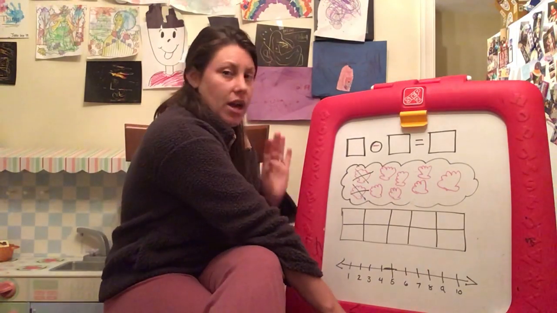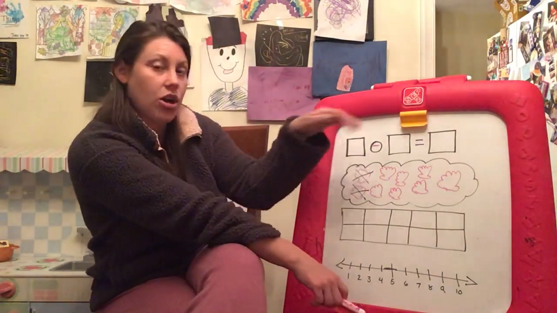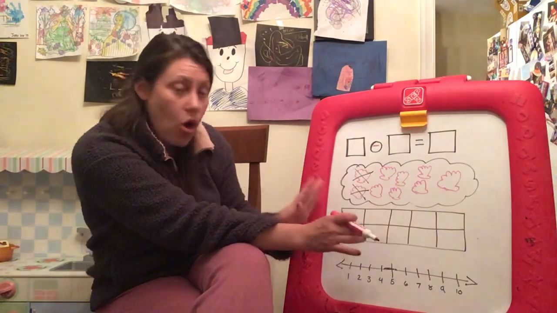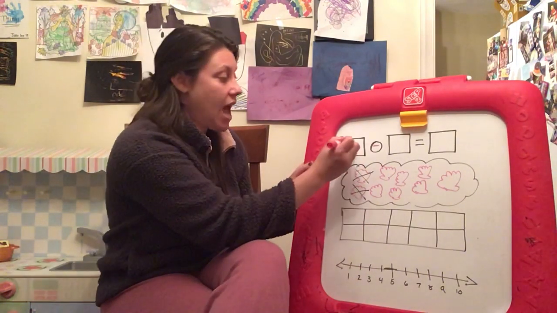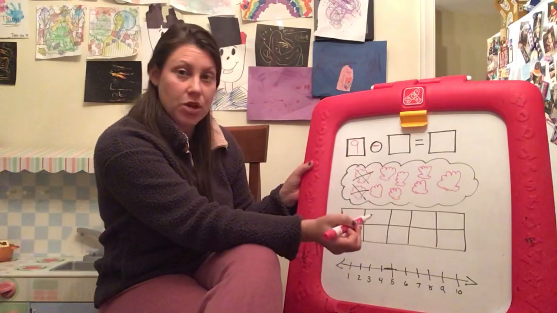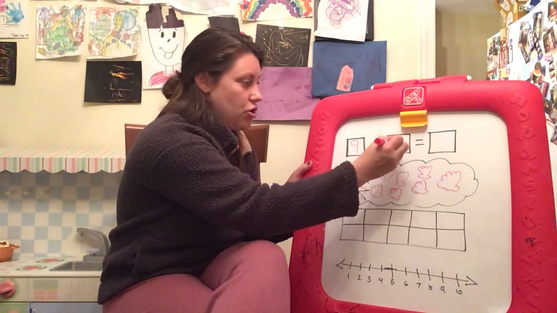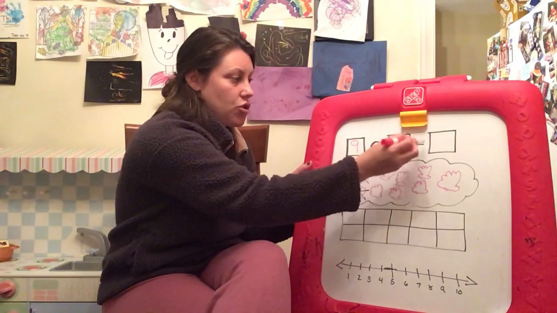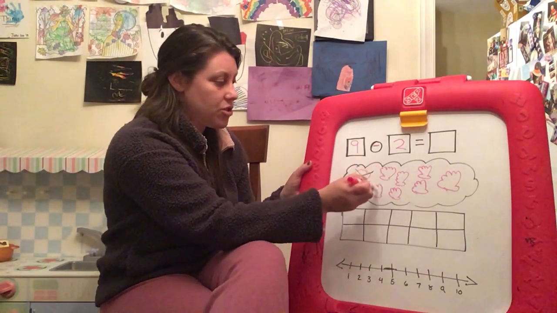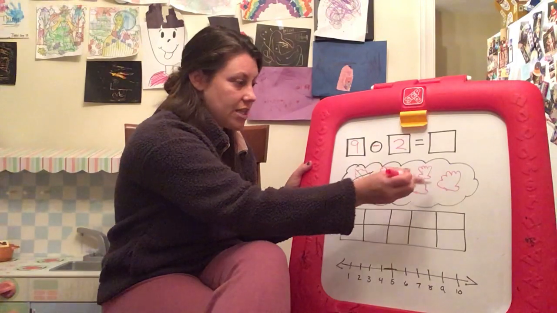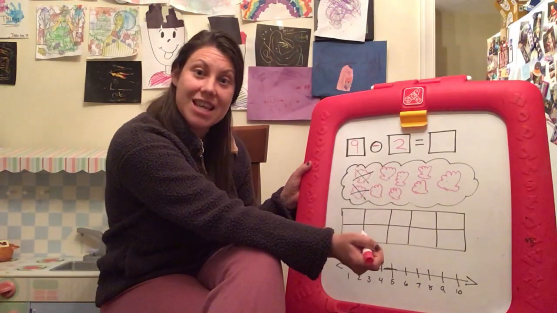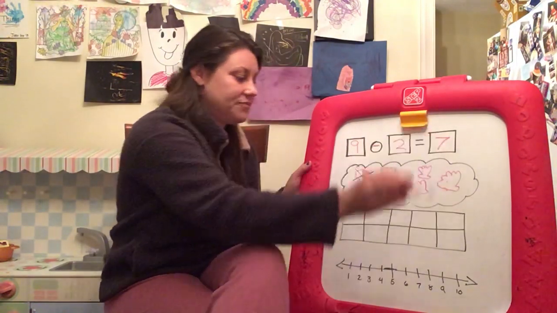So let's go ahead, before I count how many are left, let's start to fill in our equation. So the whole number is the number we start with. Sally had 9, so I'm going to write 9 first. How many did we take away? 2. So 9 minus 2 equals, let's count it up. 1, 2, 3, 4, 5, 6, 7. How many are left? Yes, 7.